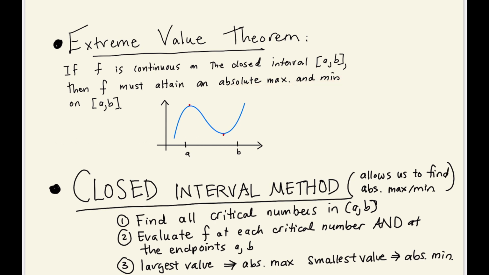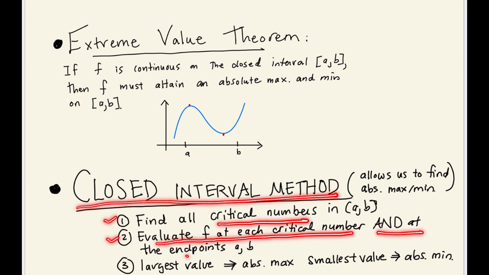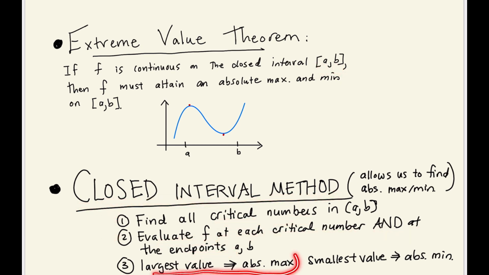How do we actually find the absolute maximum and minimum? We can use a process called the closed interval method. Step 1, you just find the critical numbers. Step 2, you evaluate f at each critical number, and you also evaluate f at the endpoints a, b, so that's the endpoints of this interval. And then the largest value is going to be your absolute max. The smallest value is going to be your absolute min. So I'm just going to go back, and in order to do part B, I'm going to use this method.